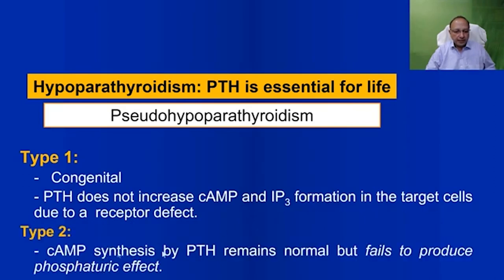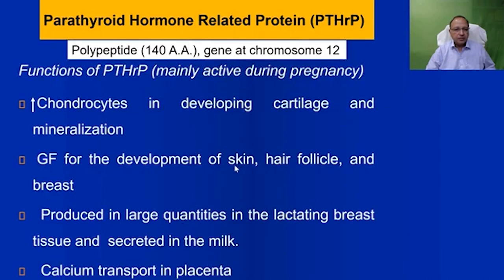Type 2 is when the cyclic AMP synthesis by the parathormone within the target cells is normal, but it fails to produce the phosphaturic effect. So both these conditions give rise to pseudohypoparathyroidism.